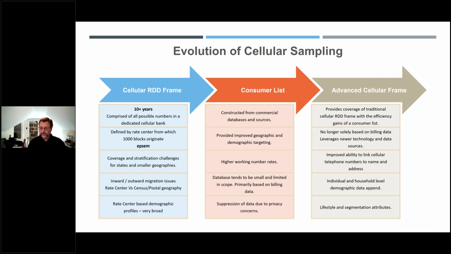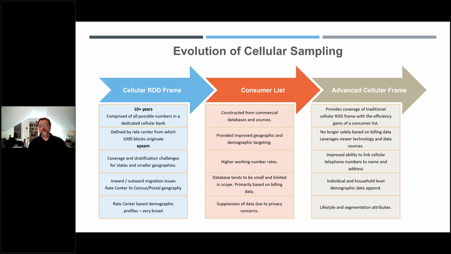One of the problems with consumer lists is, again, they tended to be small, and they certainly were limited in scope. And because they're limited in scope and limited to a particular segment of the population, there's probably bias in those samples because you weren't really getting a true listed sample. You were getting a sample of a certain type of demographic that may tend to be not what you're looking to target. Another concern with consumer data is that a lot of the data was based on billing data.